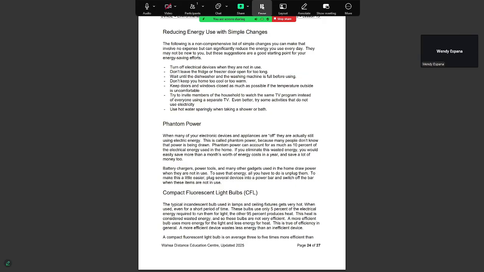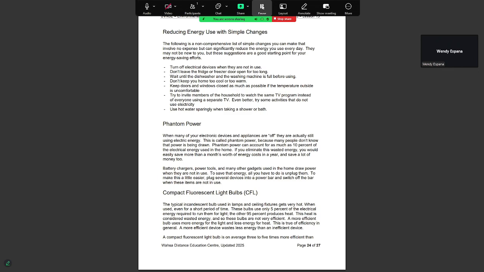Okay, wait until the dishwasher and the washing machine is full before using. This one's, again, good for bringing your electric bill down, but also good for not having the electric companies create electricity they don't need.